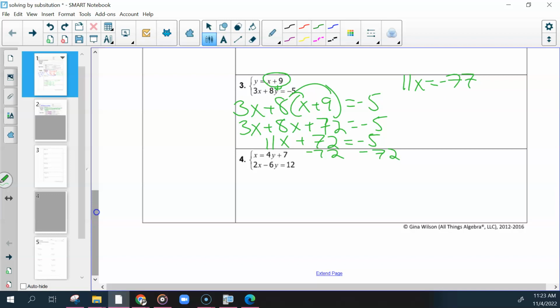So when you divide, your x would be what? -7. But again, that's only part of the work. We still have to find our y value. Questions on anything so far?